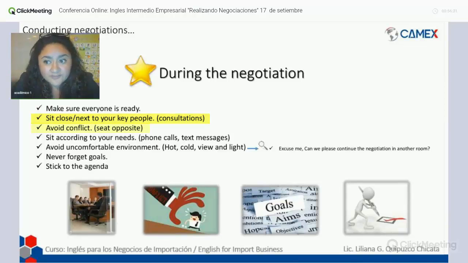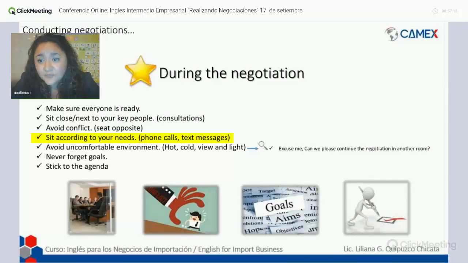Then avoid conflict. This means try not to fight when you're doing a negotiation. I have seen a lot of Peruvians who light the fire in the place. They like to be really loud, they tend to be really expressive, and they like to raise their hands and shout. So it can be a sign of conflict for people from other cultures. In this case, try to avoid the conflict because it is not going to take you anywhere. It is going to set back the negotiation. Then sit according to your needs.